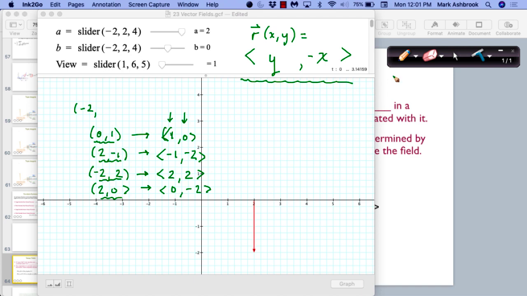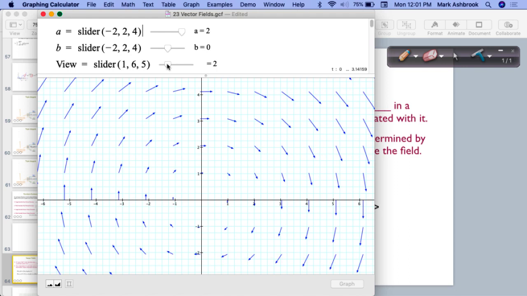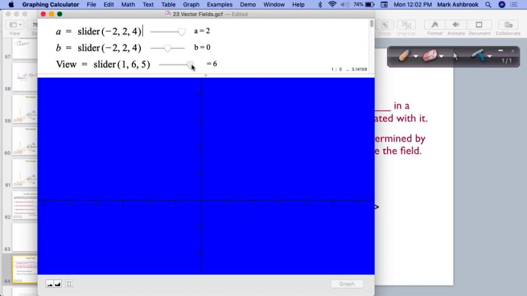So all that together looks like this. I showed you this last time. So this is then a view of kind of the whole field. This is the field, y, negative x. Okay, and so if I were to show you every vector, it would look like this.